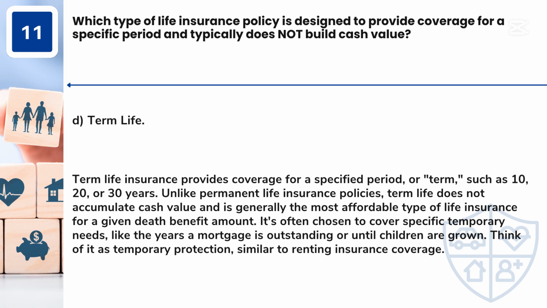Answer: D. Term life. Term life insurance provides coverage for a specified period, or term, such as 10, 20, or 30 years. Unlike permanent life insurance policies, term life does not accumulate cash value and is generally the most affordable type of life insurance for a given death benefit amount. It's often chosen to cover specific temporary needs, like the years a mortgage is outstanding or until children are grown. Think of it as temporary protection, similar to renting insurance coverage.